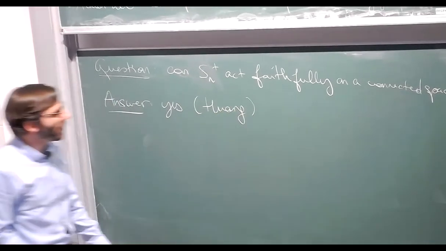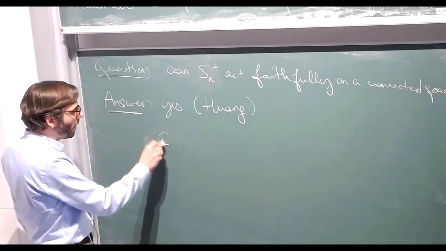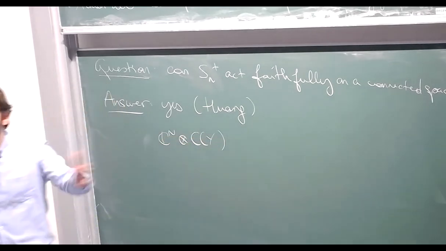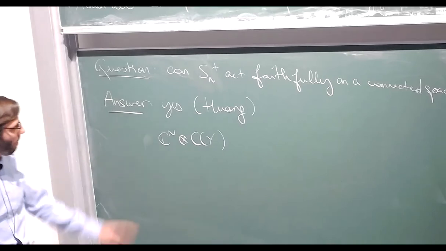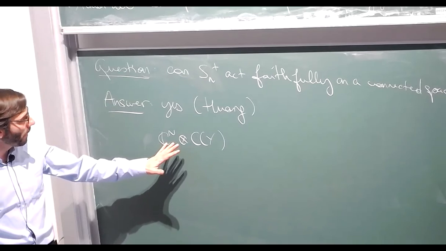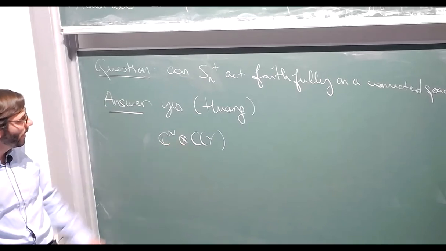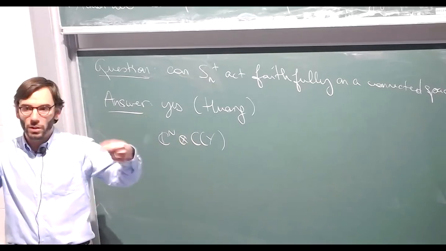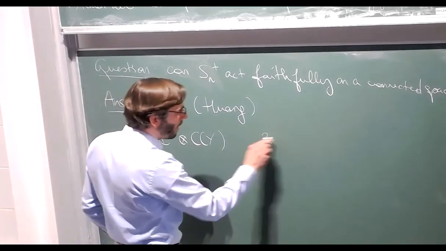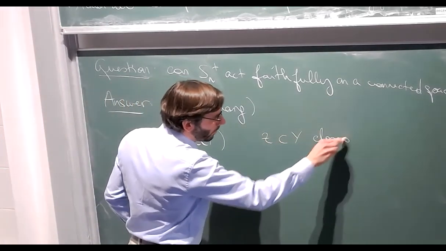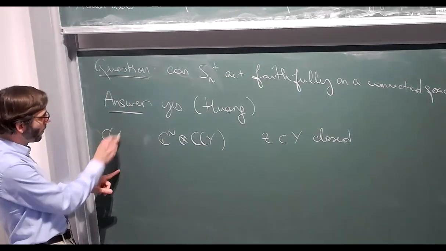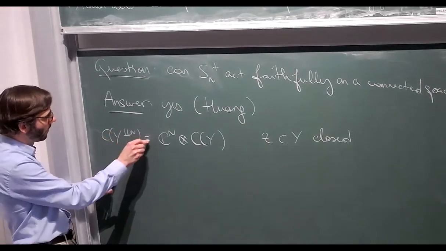So very briefly, what's the action? It's very simple. You take n disjoint copies of a given connected space. So there's an action on this, okay, but the action, of course, is not ergodic. The space is not connected. But now what you can do is you take your n copies and you glue them over a closed subset. So you take Z in Y closed, and you look at the subalgebra. So this is the algebra of functions on n disjoint copies of Y.